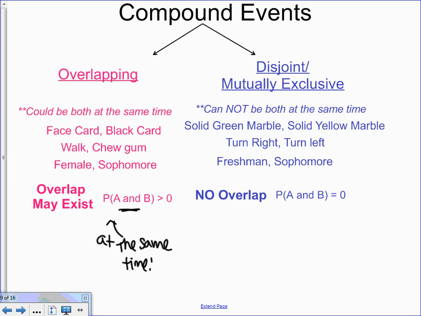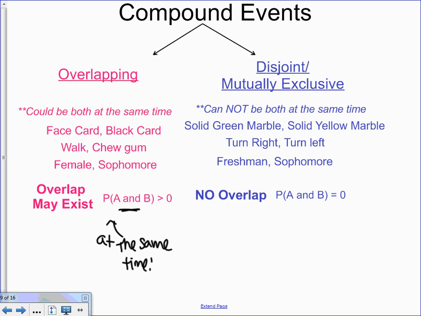So instead of drawing another card or picking another student, I'm looking for just one student, and what's the probability I get both at the same time? We'll have to be very careful, because this and means something different. On the other side, disjoint and mutually exclusive can't be both at the same time. For example, if you have a bag full of marbles that are solid colored, I can't pull one marble out and have it be green and yellow at the same time. It will be one or the other.